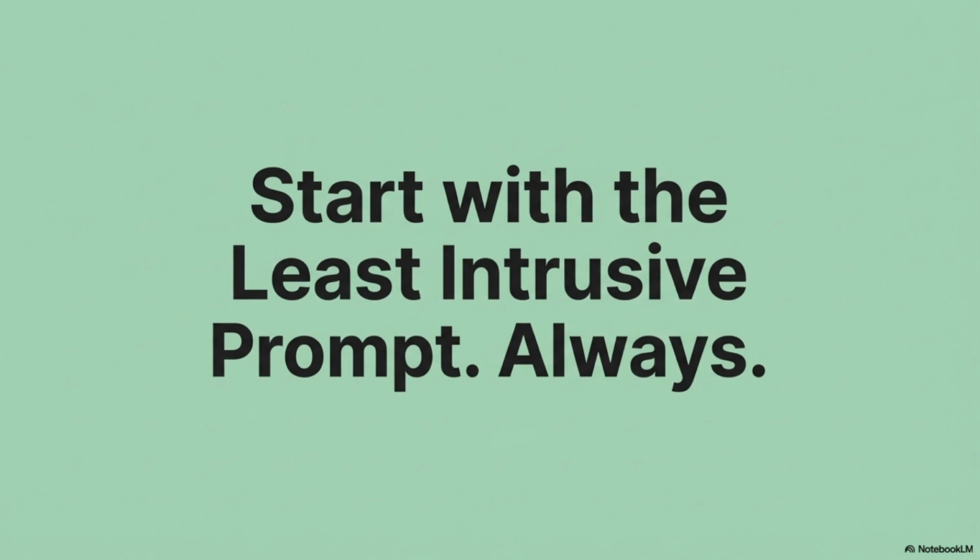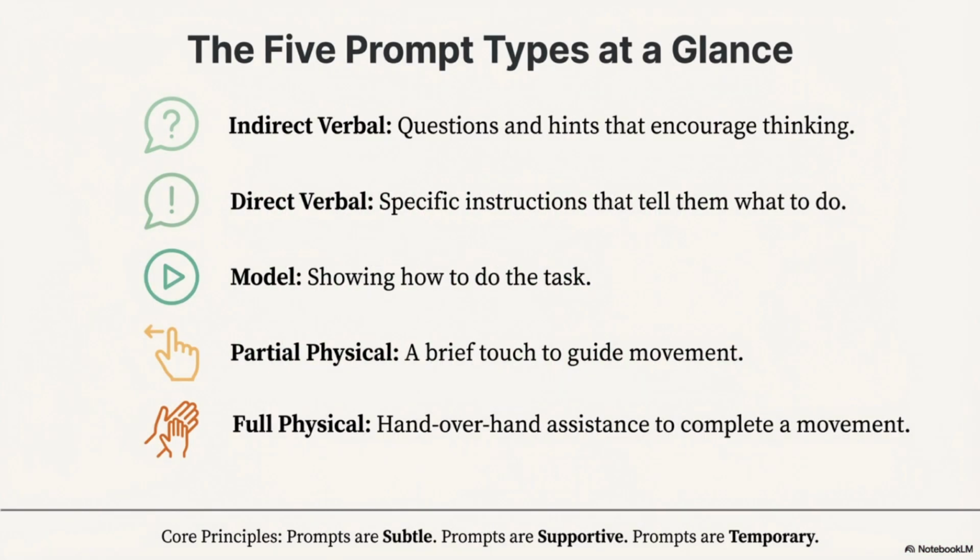Let's review what you learned today. You now know the 5 types of prompts. Indirect verbal: questions and hints that make them think. Direct verbal: specific instructions that tell them what to do. Model: showing how to do the task. Partial physical: brief touch to guide movement. Full physical: hand-over-hand assistance.